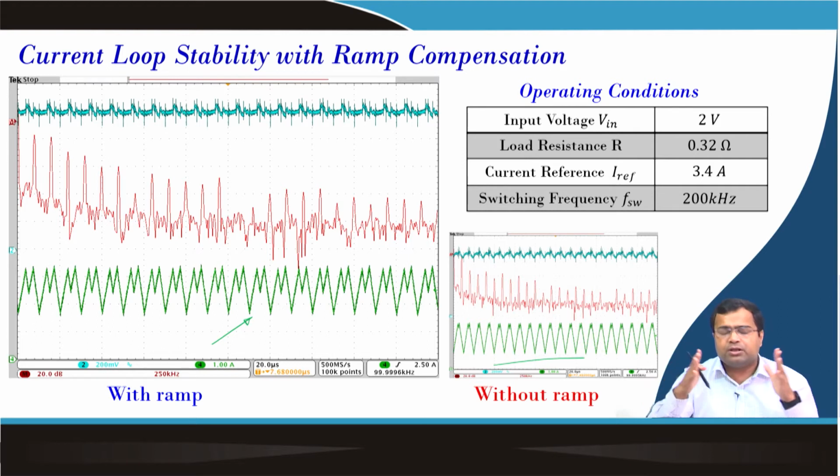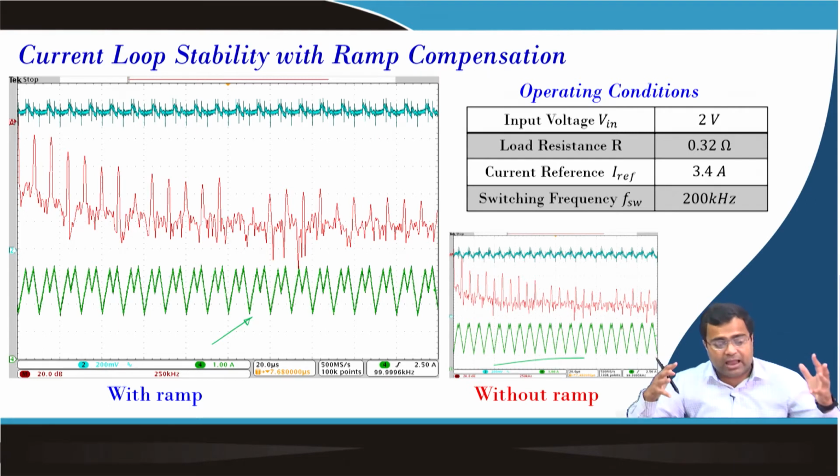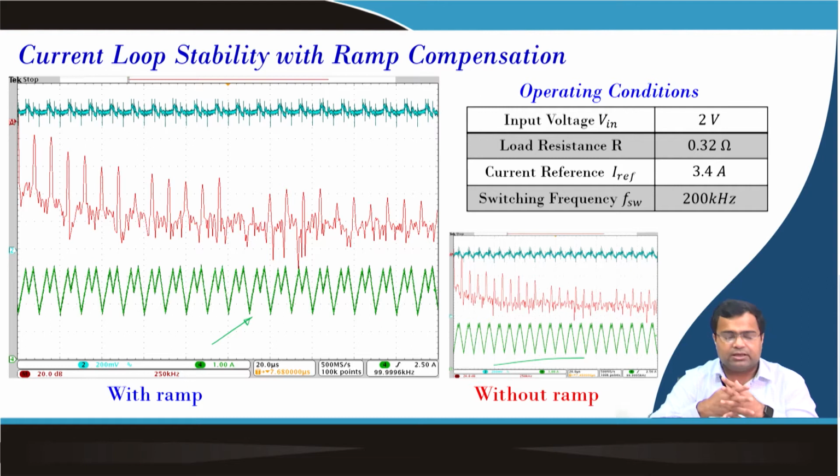current mode control, the capacitor pole and inductor pole are separated, and the inductor pole goes far away. But when you add more ramp, these two poles again start coming close to each other, and if you add more ramp, it will slowly become voltage mode control. So, all the benefit of current mode control will be lost. That means a very high ramp compensation may not be desirable.